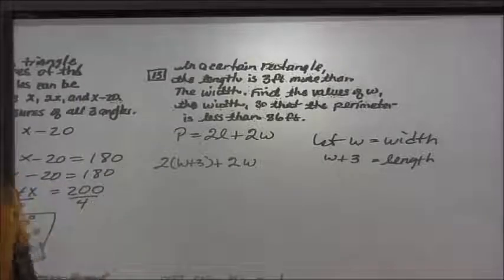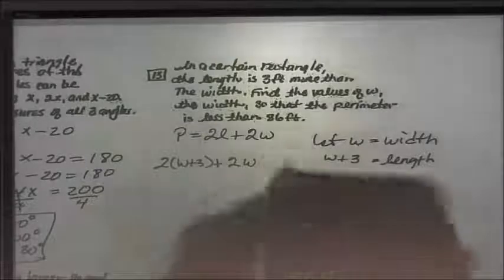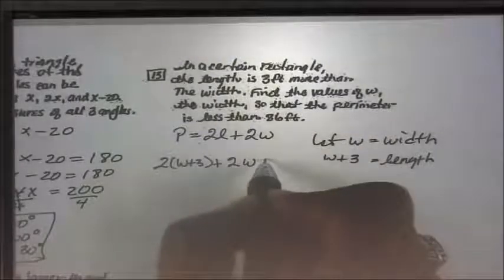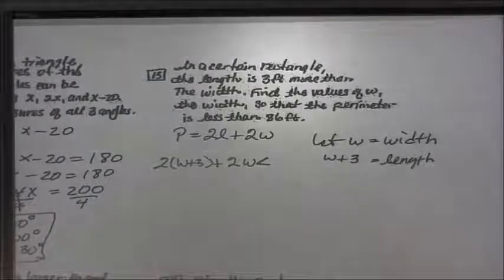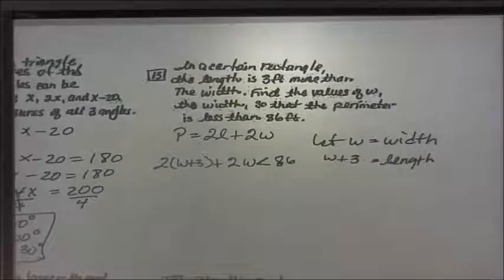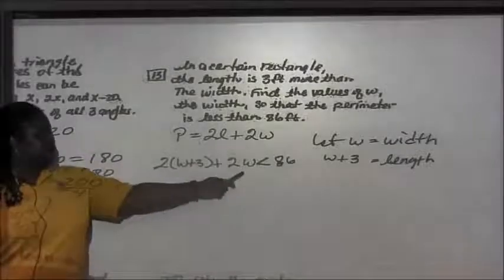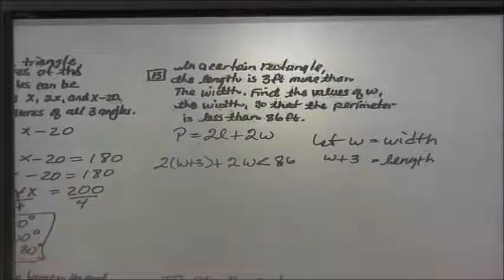No other letters. Then the key part is at the end where it says so that the perimeter is less than 86 feet. So we need an inequality symbol where the pointy part is pointing to the perimeter stuff, and then 86. Right here, whoever your instructor is, if it's not correct at this point, they're not going any further. You have to have the right setup.